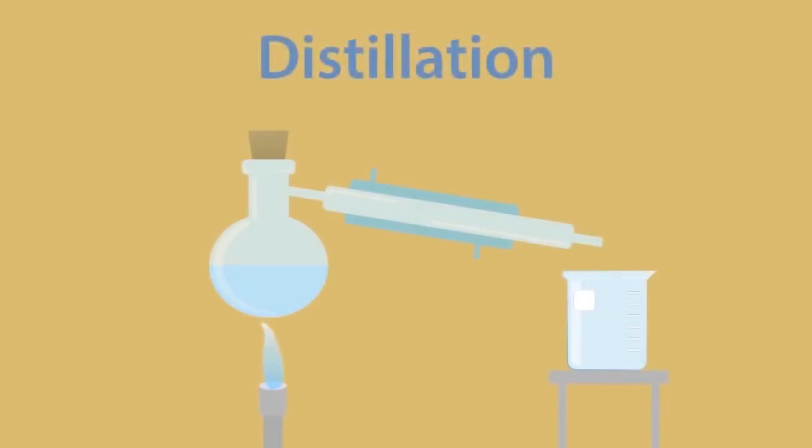The lower boiling point component, in our case ethanol, will evaporate first. The ethanol vapor condenses as it passes through the condenser, and the distilled ethanol can be collected in the receiving flask.